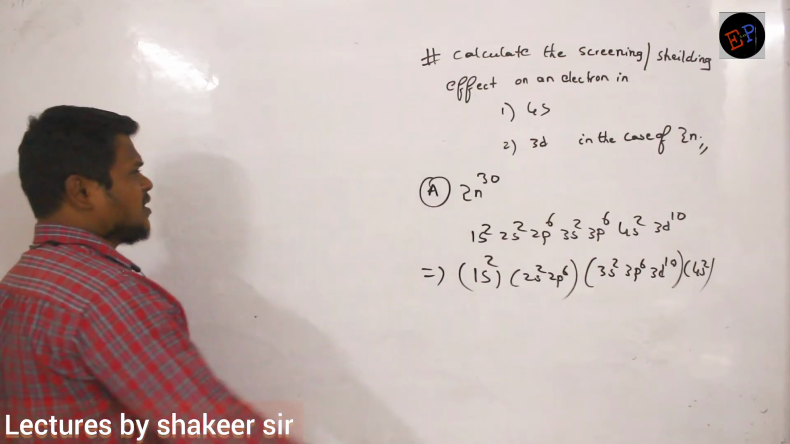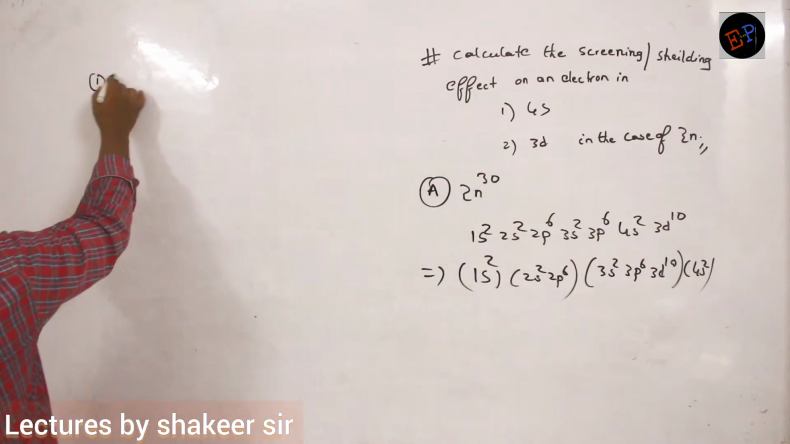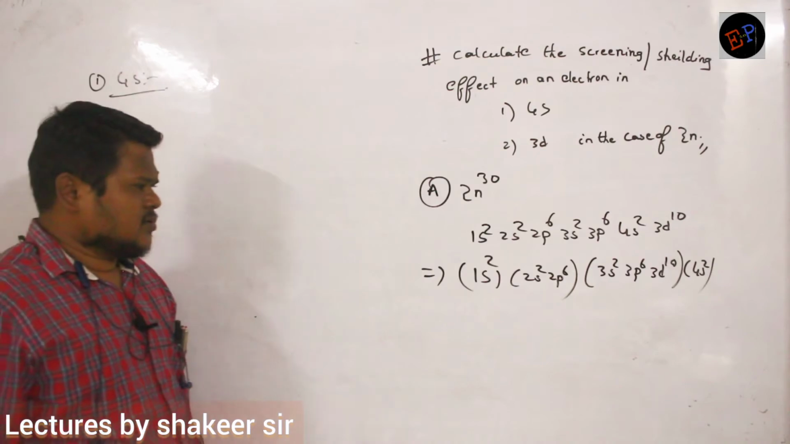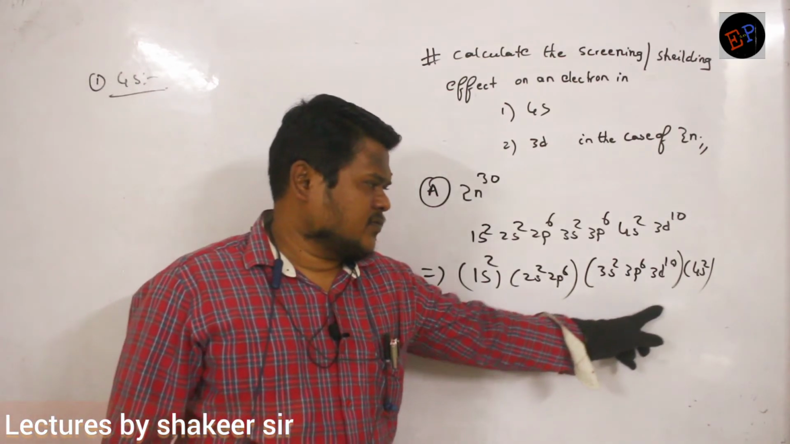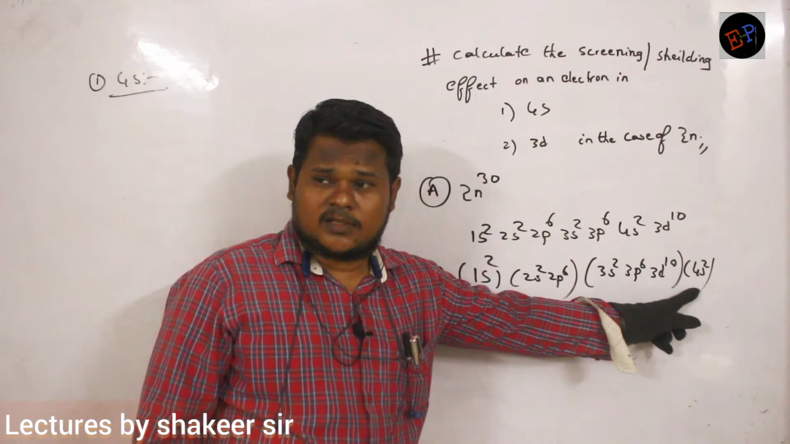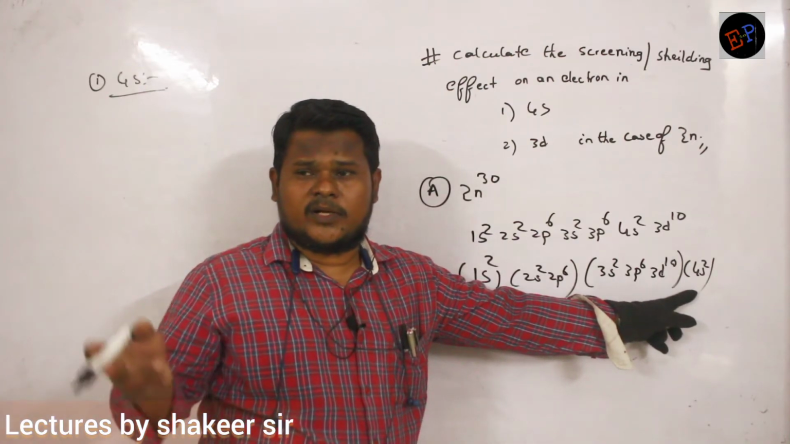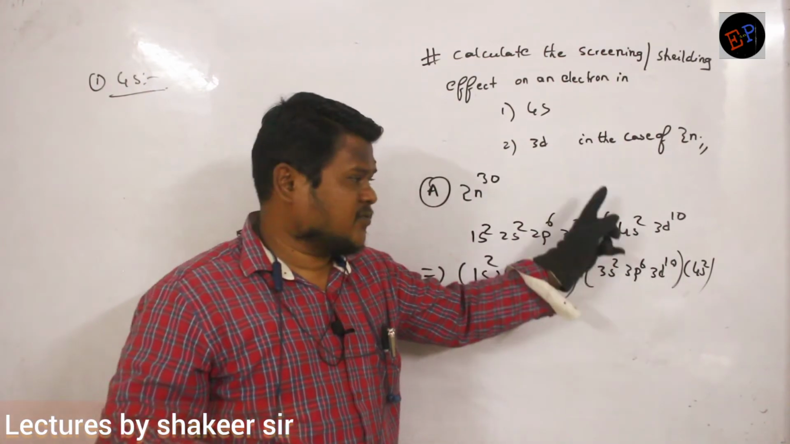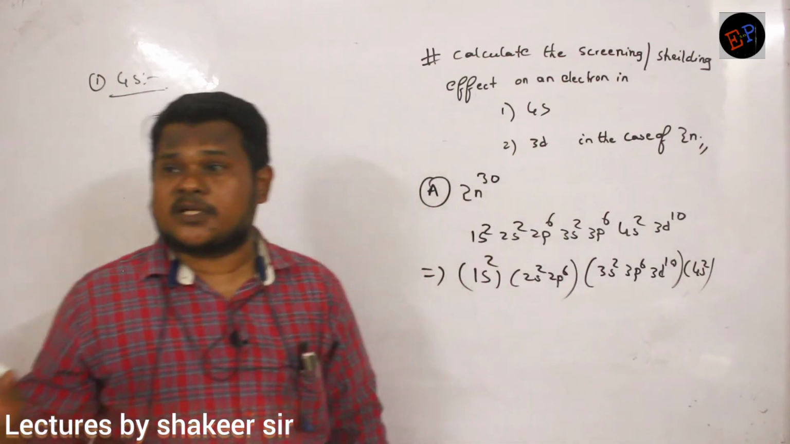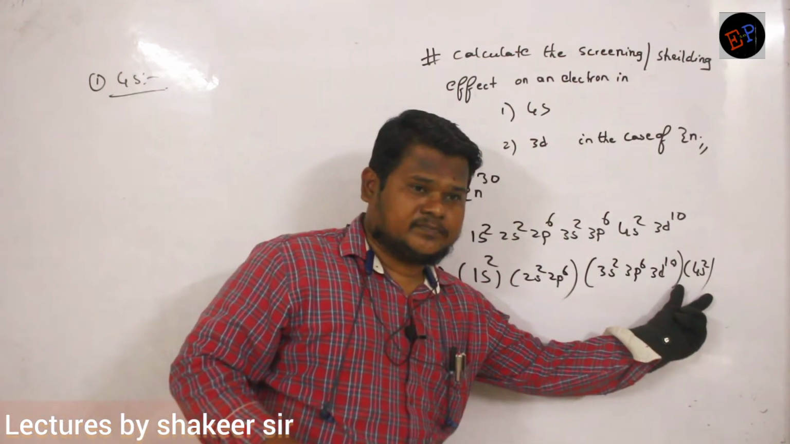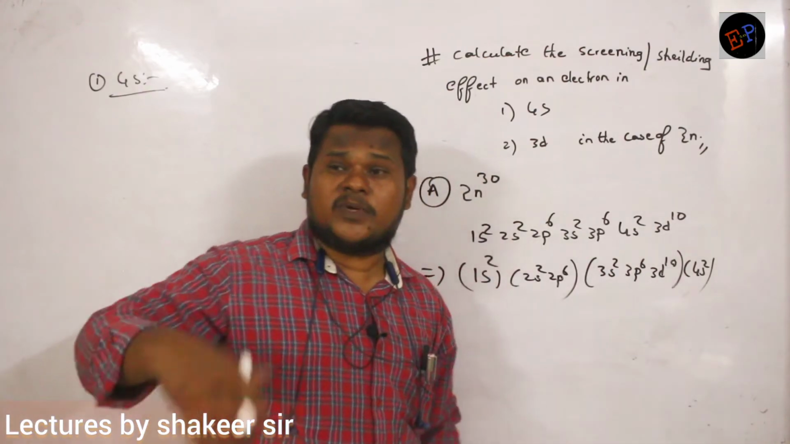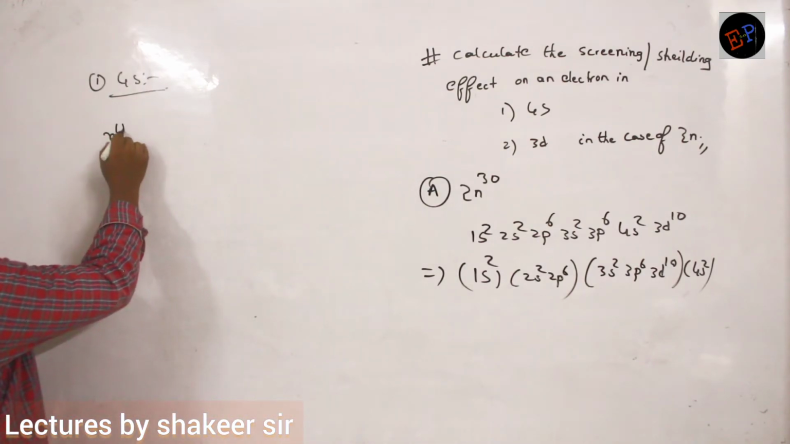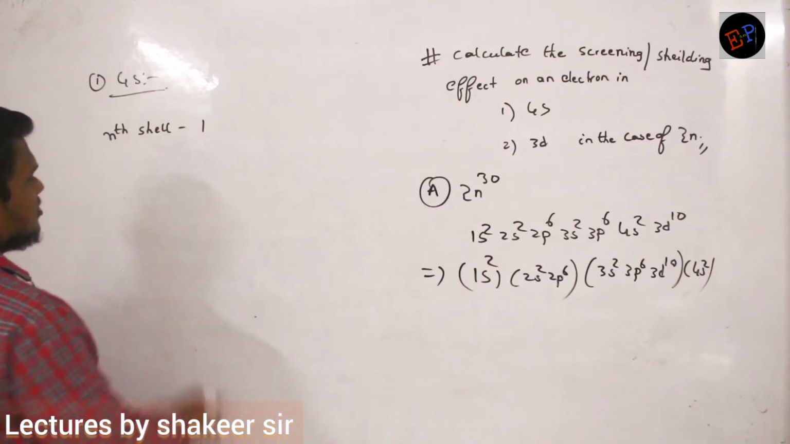First, I am calculating for 4s, one of the electrons present in 4s. According to this configuration, 4s2, how many electrons are there? Two electrons. But I am calculating the shielding effect on only one electron, so there is one more electron. Here the nth shell is 4s only. And in the nth shell, how many extra electrons are present? One extra electron is present.